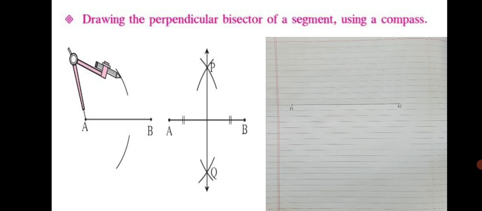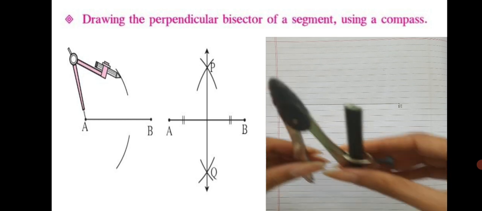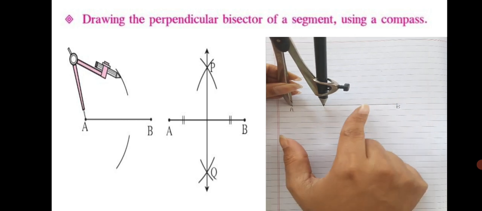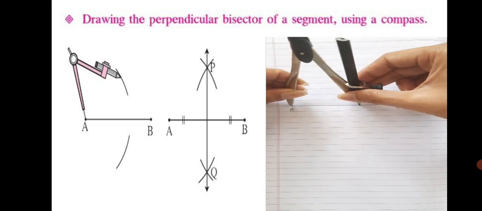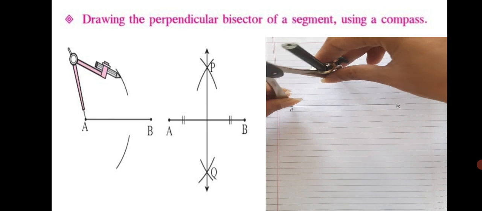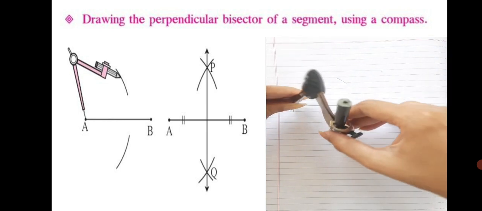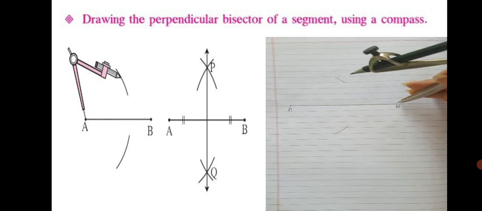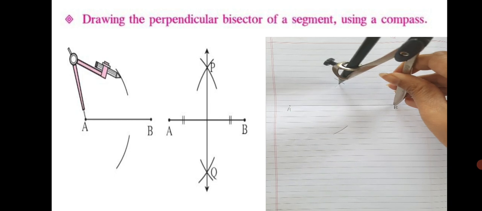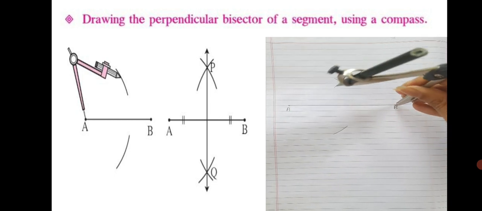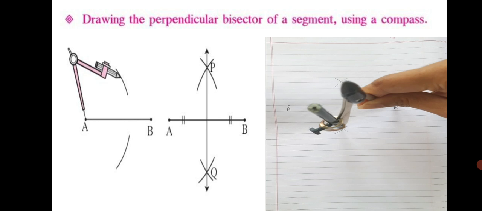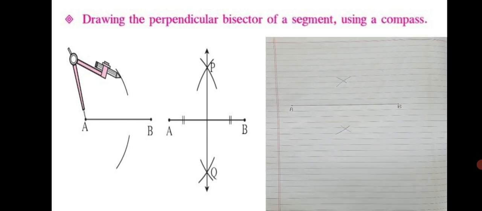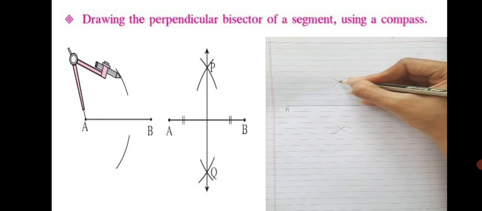Now we have to draw a perpendicular bisector. So place the compass at point A and, taking a distance greater than half the length of seg AB, draw two arcs, one below and one above seg AB. So this way we have drawn two arcs. Place the compass point at B and using the same distance, remember, same distance, draw arcs to intersect the previous arcs. So this way we got two arcs, one above AB and one below AB.